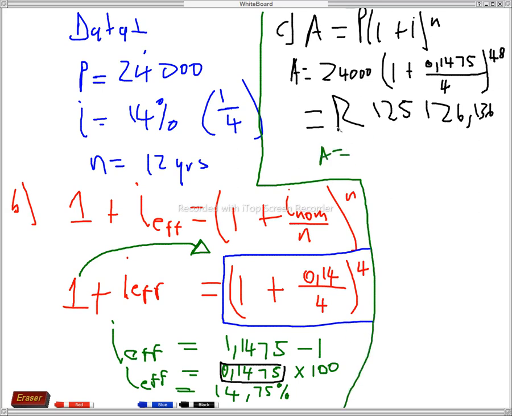Okay, A is equal to 24,000 times 1 plus the interest. The interest was 14%, which is 0.14, divided by 4 because it is quarterly, and then the exponent is 48. 48 is not going to change, it is 12 years multiplied by 4, that's why I got 48. And then let me just punch this on my calculator.